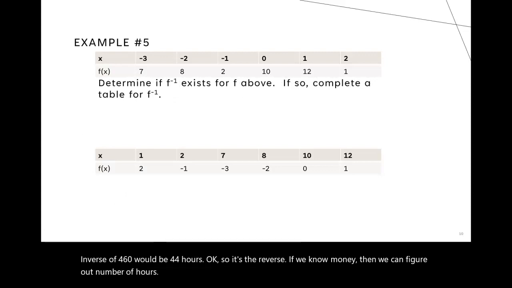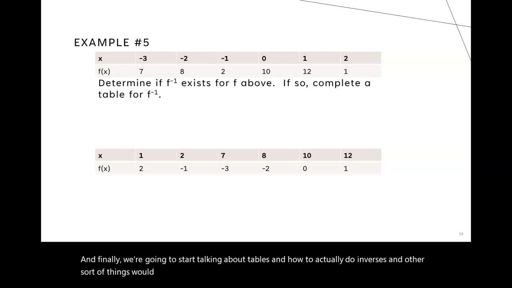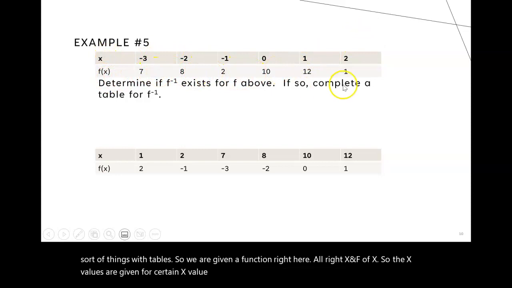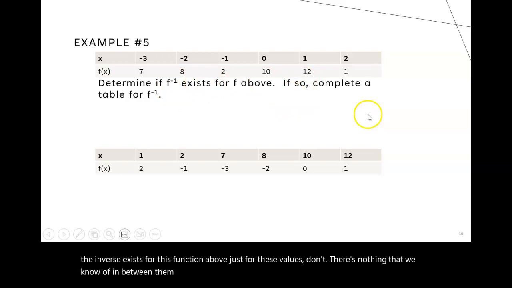All right, finally, we're going to start talking about tables and how to actually do inverses and other sort of things with tables. So we are given a function right here, x and f of x. So the x values are given for certain x values, and so are the function values. We want to first determine if the inverse exists for this function above. Just for these values, there's nothing that we know of in between them. And if so, complete a table for f inverse.